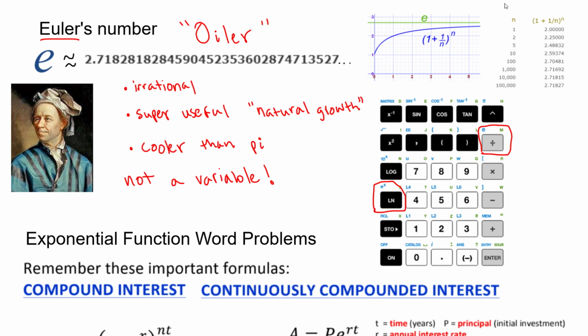We can also think of e as what you get when you take this function, 1 plus 1 over n to the nth power, and as n grows really large, it approaches the number e. Seems a little bit arbitrary, a little bit random, but there's a reason for it. Okay, here we go.